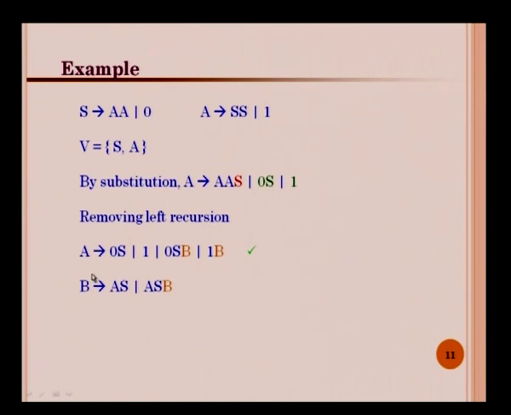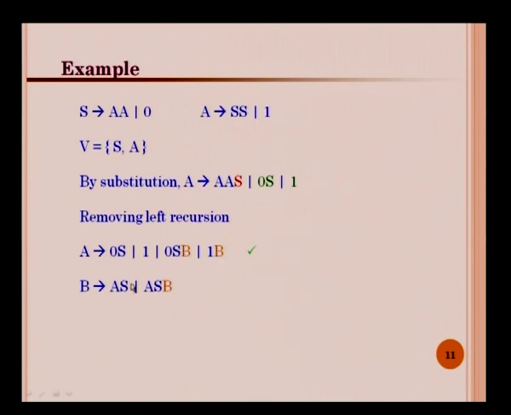So after eliminating, we will be having A derives the beta 1 component, that is 0S, the beta 2 component is 1, and the connectivity beta 1 followed by B and beta 2 followed by B, that is 0SB and 1B. The next is writing the production for B.